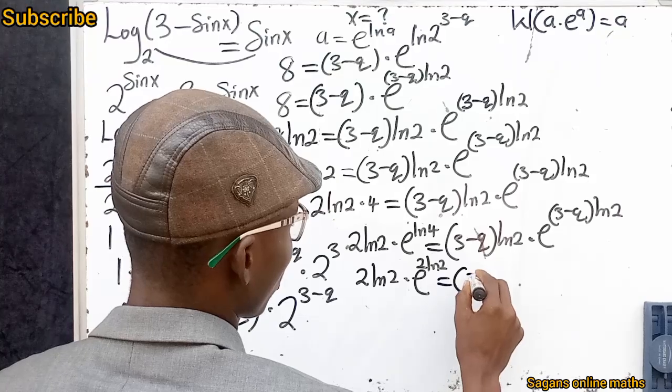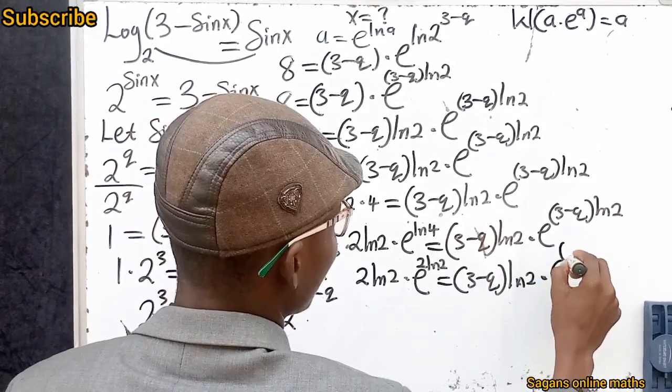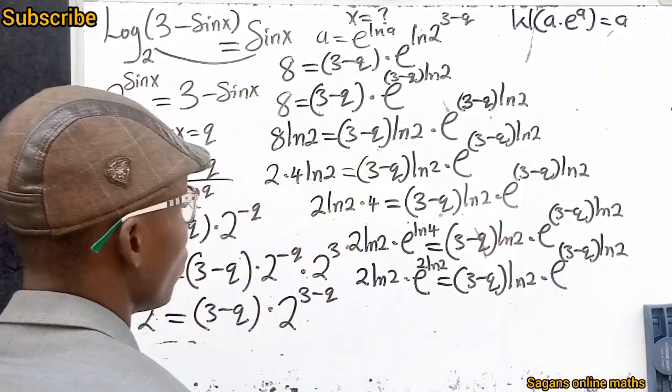Okay, equals (3 − q) multiplied by ln 2, multiplied by e raised to the power (3 − q) multiplied by ln 2. Wow, this is amazing.